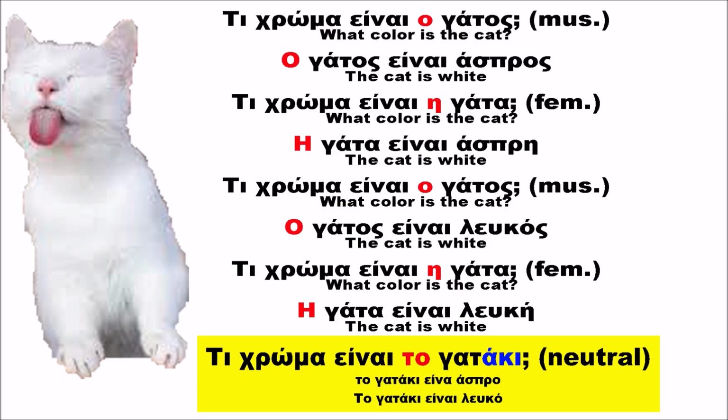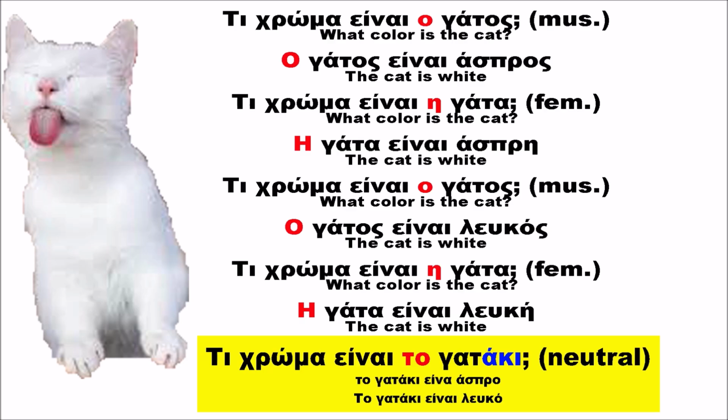Τι χρώμα είναι ο γάτος? Masculine. What color is the cat? Ο γάτος είναι άσπρος. The cat is white. Τι χρώμα είναι η γάτα? Feminine. What color is the cat? Η γάτα είναι άσπρη. The cat is white.